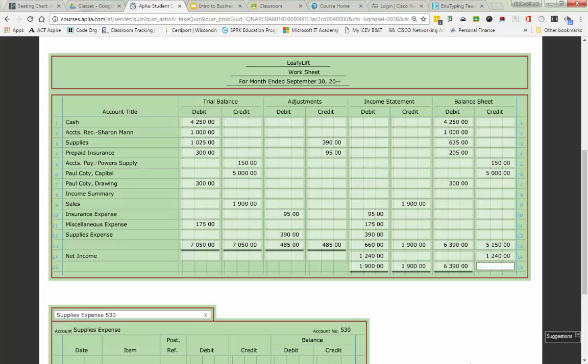So the true test on your worksheet to see if it comes out is I take 5,150 plus 1,240, and that gives me 6,390, which is the amount in my balance sheet debit. That means Shazam wham, my balance sheet works.